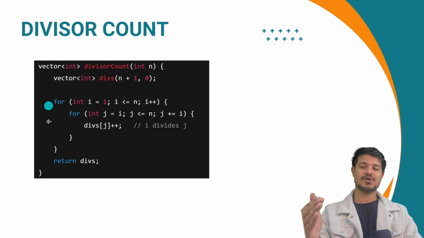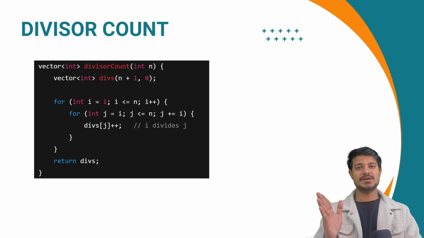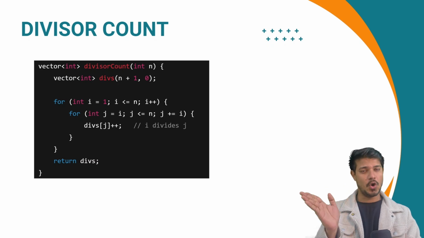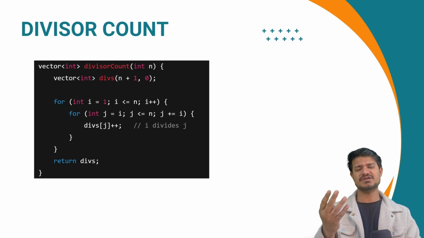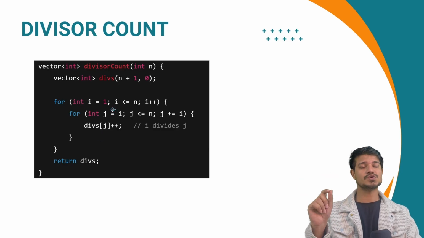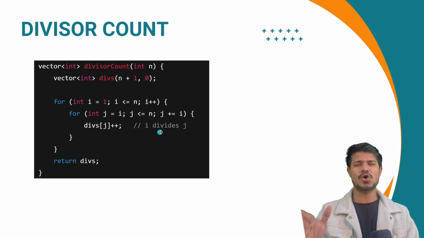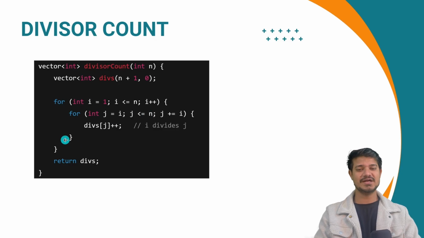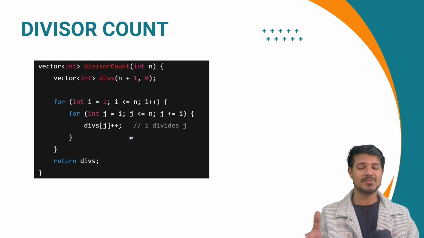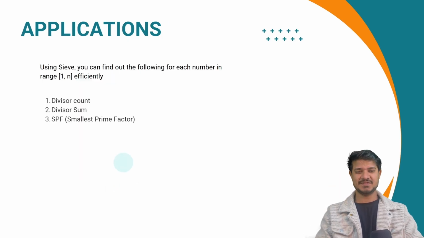And then once we have gone through this, for each number we'll have their divisor count, right? For 1, we will increment the divisor count for all of its multiples: 1, 2, 3, 4, 5, 6, 7, 8 till n. Then I becomes 2 and you go through all of the multiples of 2, which is 2, 4, 6, 8, 10, and increment their divisor count. Similarly for all of the numbers. Once you go through that, divs will actually have the number of divisors for each number, right? And then you can return the divs array or vector in this case.